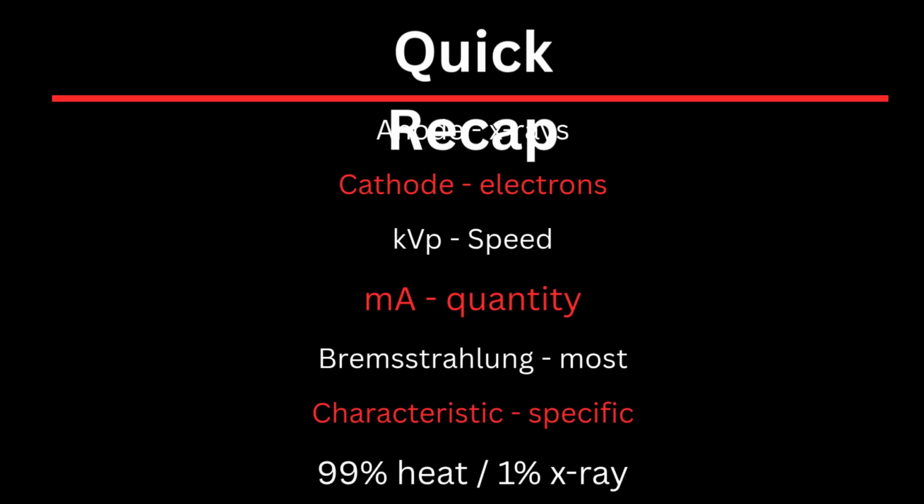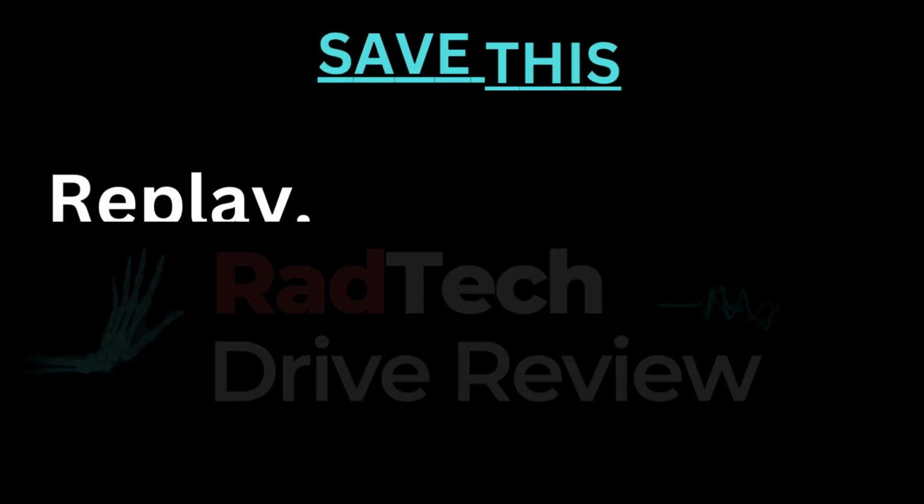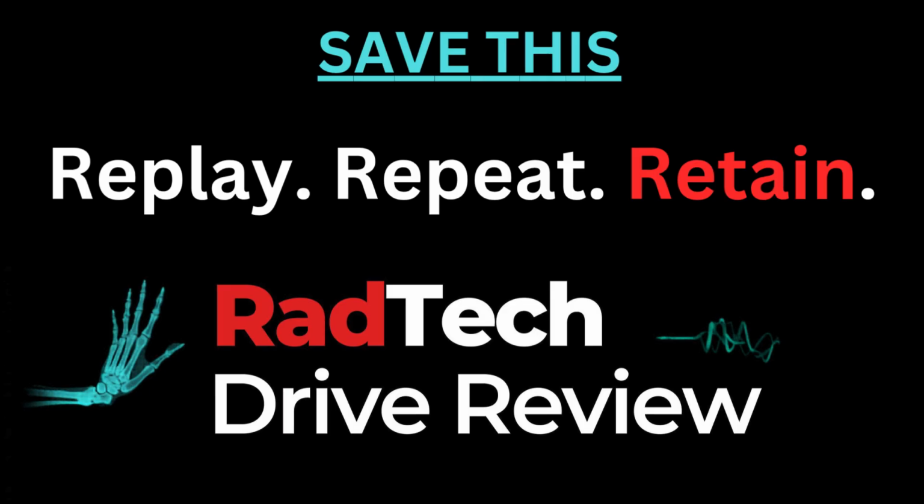And let's go into the speed round. Anode or cathode? Where are X-rays produced? Anode. Where are electrons produced? Cathode. kVp controls what? Speed and energy. mA controls what? Quantity. Which produces most X-rays? Bremsstrahlung. Characteristic radiation comes from what? K-shell electron vacancy. Efficiency of X-ray production? About 1%. 99% becomes what? Heat. If you got most of those, you're in a really good spot.